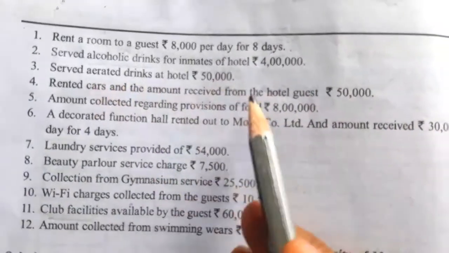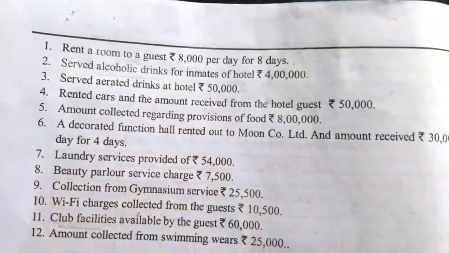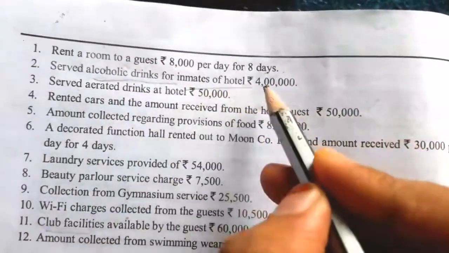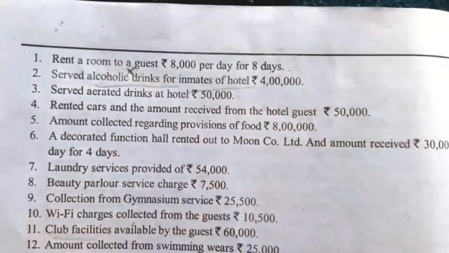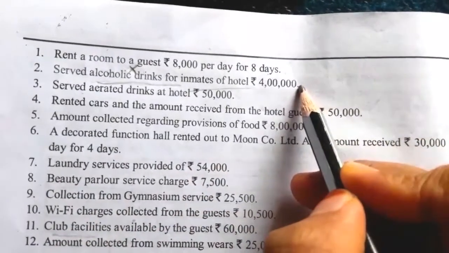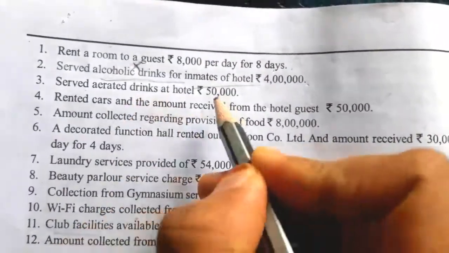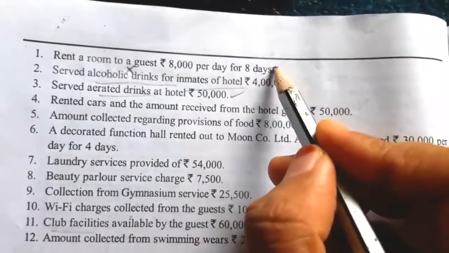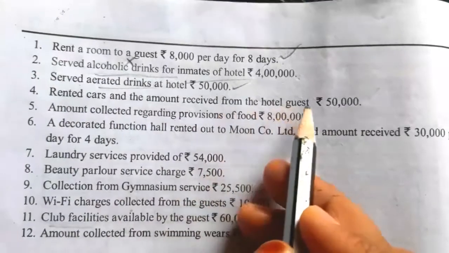Then served alcoholic drink for inmates of hotel. So here this hotel has served alcoholic drinks for the inmates of hotel, means hotel guests. So this alcoholic drink is non-taxable under GST. It is a non-GST item. So for this 4 lakh no GST will be levied. Next, served aerated drinks in hotel. So this is taxable. Aerated drinks is taxable. So 50,000 we have to take.